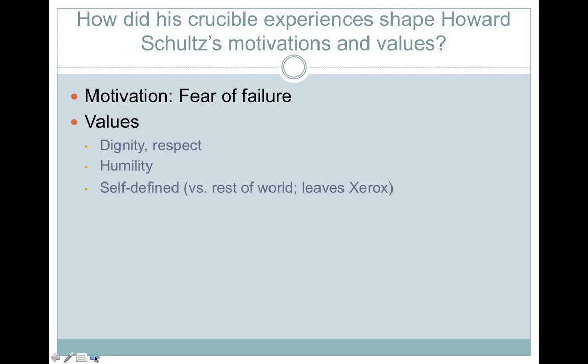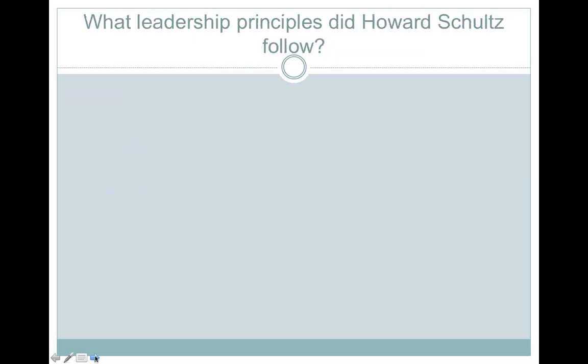All right, so that's a bit about Crucible experiences. What about leadership principles? Again, for those of you who have read either the short or the long version of the case, what leadership principles did you notice Howard exhibiting? Any thoughts? Anyone can share. Let me know via chat or raise your hand.